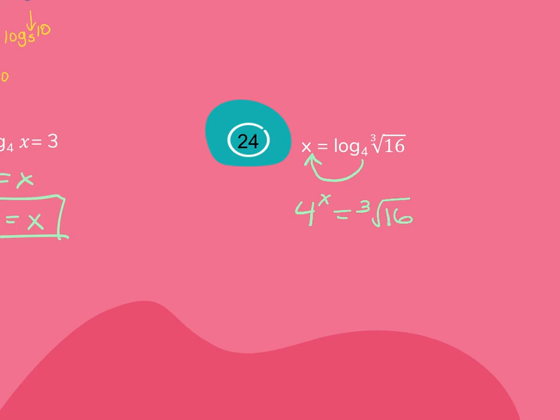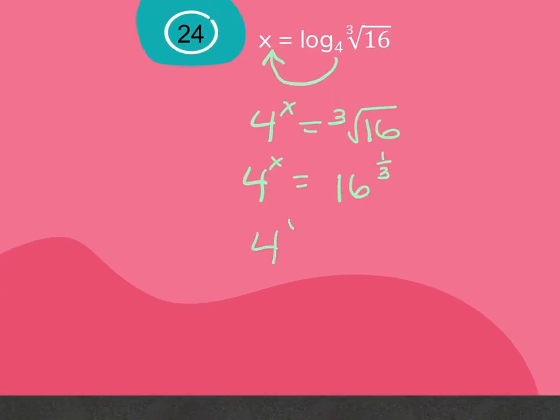How do I get rid of a cube root? Well, 4 to the 1/3. Okay, this could be 4 to the x equals 16 to the 1/3, right? So instead of square rooting it, what do I do? Make it 4 to the second. So just rewrite that base. Now 4 to the x equals 4 to the 2/3.